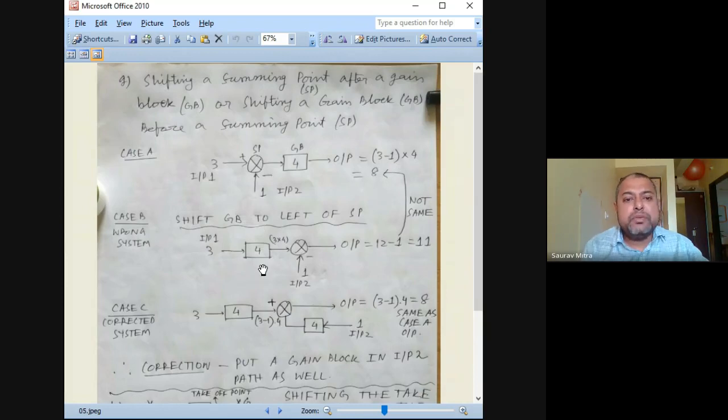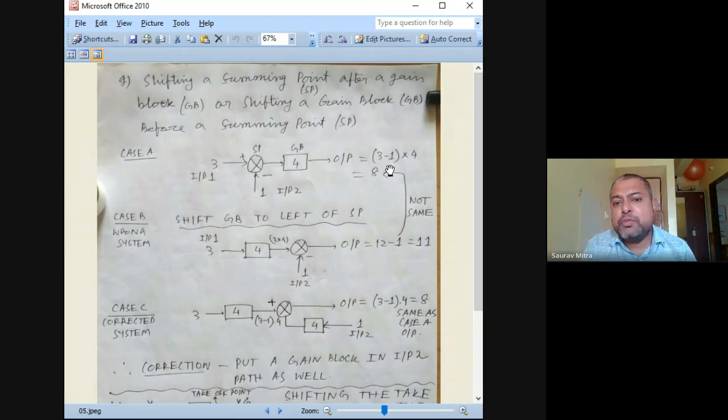Okay, now what we want to do is shift this summing point after the gain block, or shift this gain block before the summing point. Then what happens? If you don't do anything, if you just shift it without compensating for this shift, then this case B is actually a wrong system.